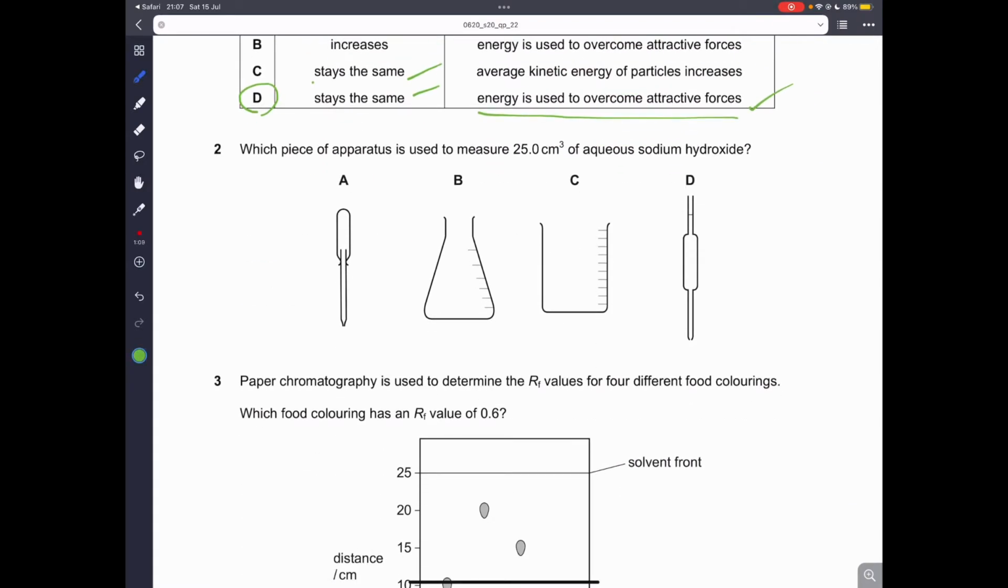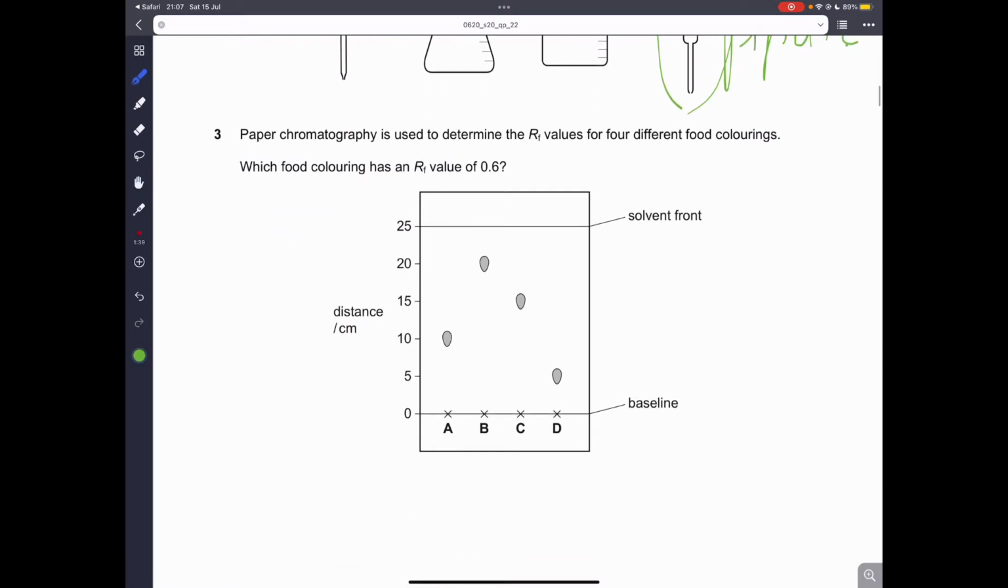Question number 2. Which piece of apparatus is used to measure 25.0 centimeter cube of sodium hydroxide? Remember, the question gives you a precise value measurement with the 0.0. And exactly, if you want to measure exactly 25.0 centimeter cube, you have to use a pipette. And you have to know what the pipette looks like, and this is the pipette. Therefore, D is the correct answer.